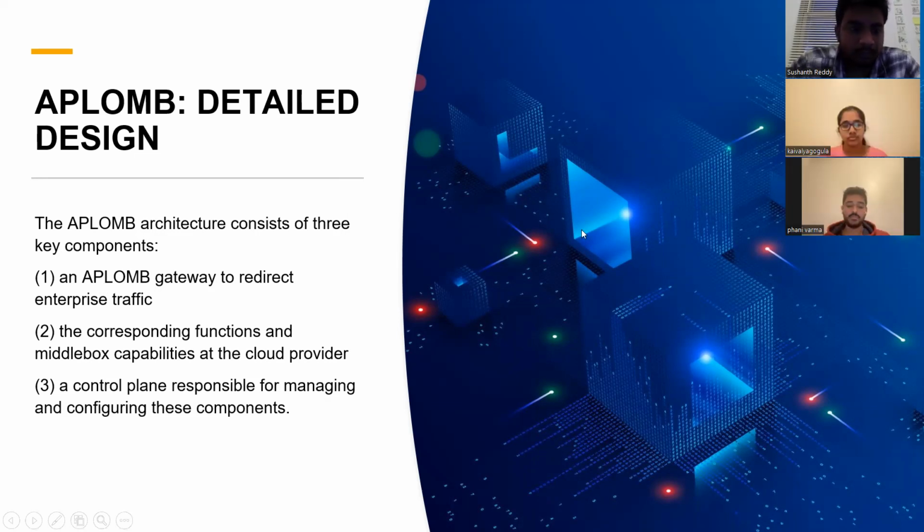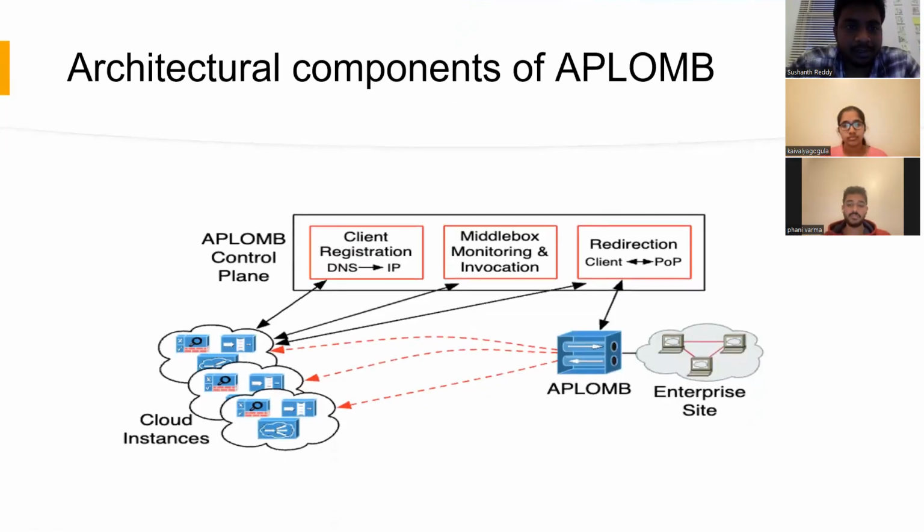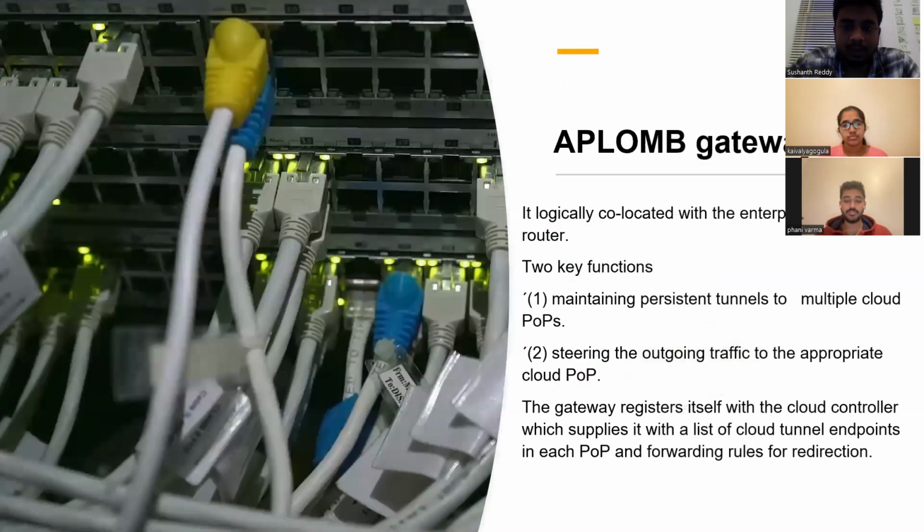So here are the architecture components of Aplomb. This component is responsible for redirecting enterprise traffic. It's like a traffic manager that ensures data from the enterprise networks takes the most efficient path to the cloud. And the cloud provider is hosted by the cloud and encompasses the necessary functions and capabilities for the cloud instances.